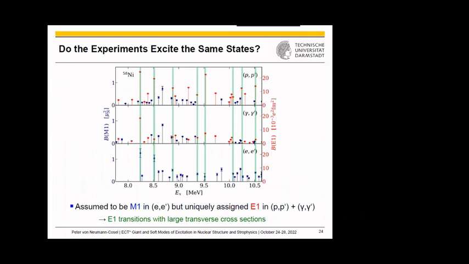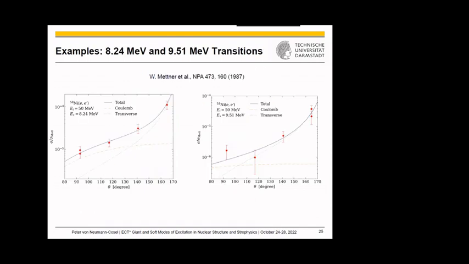So according to this analysis, there are a set of E1 transitions with large transverse cross-sections. And this was exactly the signature predicted for these toroidal modes. So let's look at this in more detail.